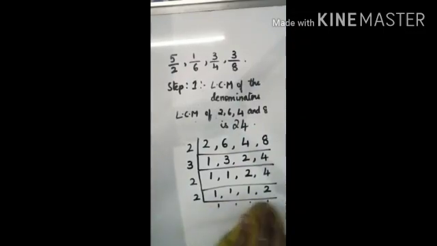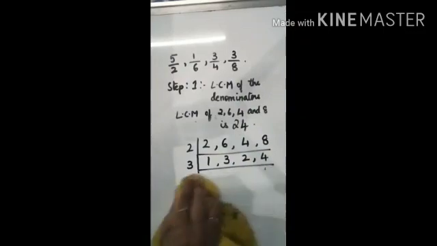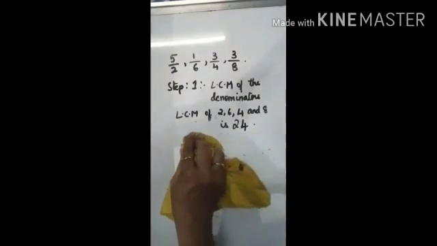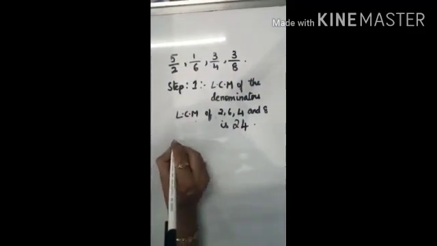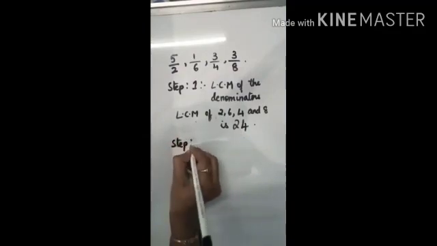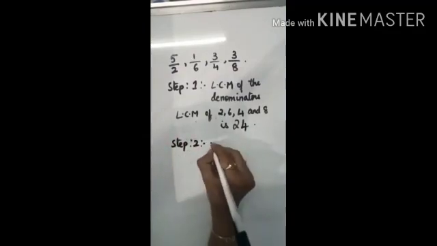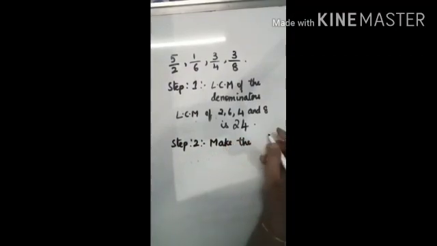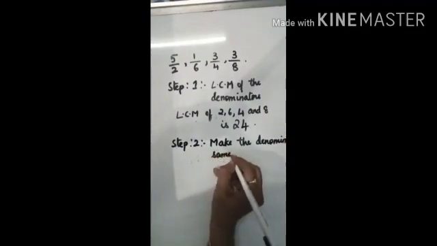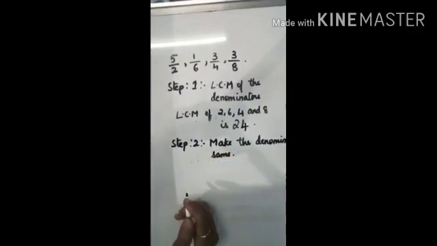Now what should I do next? Why did I find out LCM? I found out LCM because the given fractions are unlike fractions. I have to make the denominators same. So my second step would be to make the denominators same. How do I make the denominators same?